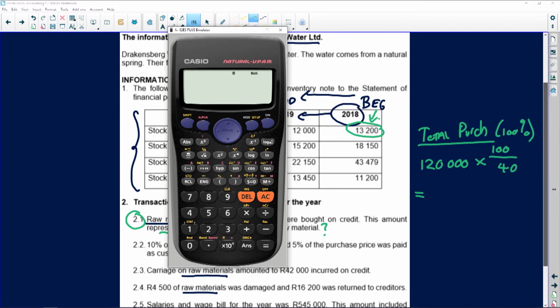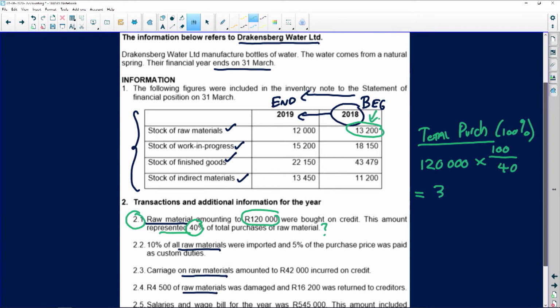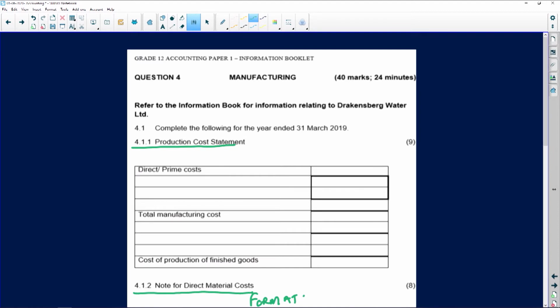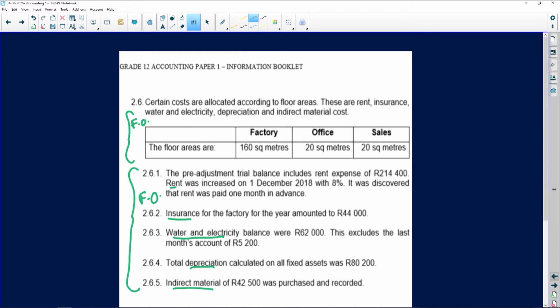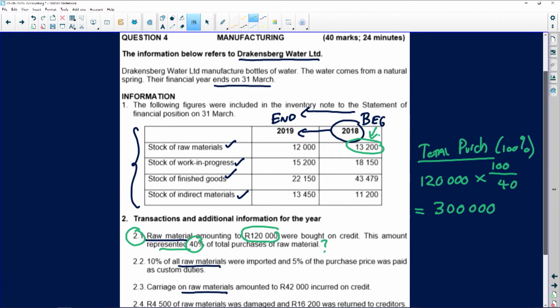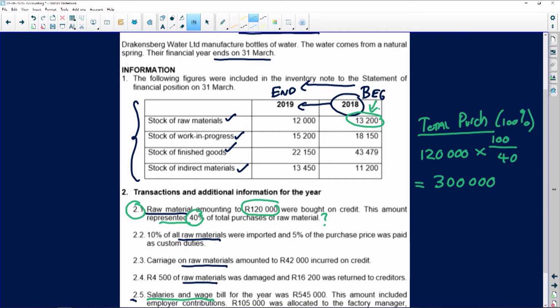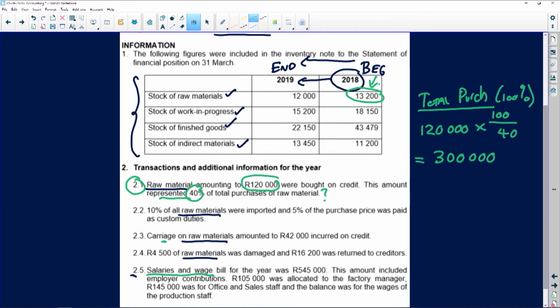Okay, so let's do that quickly. So 120,000 times 100 divided by 40, and that is giving me an amount of 300,000. Okay, so there's my total purchases. So let's just take that through. So total purchases, an amount of 300,000. Right, now let's look at, were there any returns? So if I go back to my information, information 2 deals with imports, so there's obviously no returns. Information 3 deals with carriage, and they are my returns. So 4,500 of raw materials were damaged.